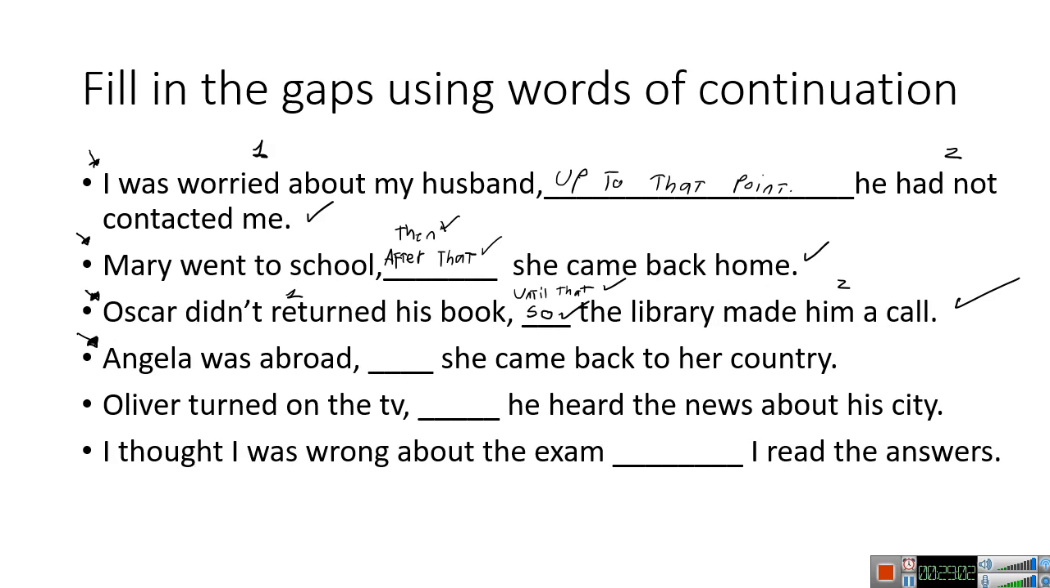Angela was abroad. She came back to her country. Could it be after that as well? After that, let me see. Angela was abroad. After that, she came back to her country. Yes, that works. After that, or then. Angela was abroad, then she came back to her country. Yes, works very good.